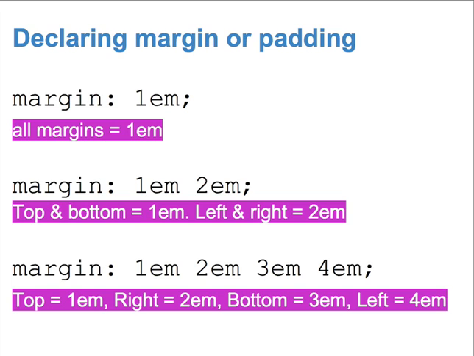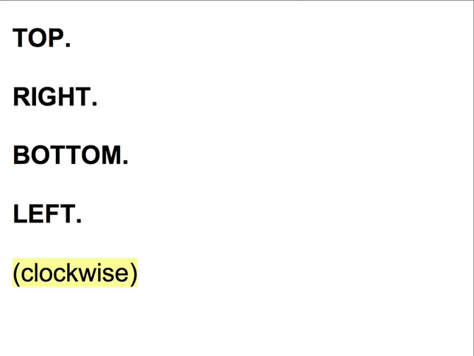And if you wanted to set all 4 sides of the box, you could say 1em 2em 3em 4em. And that sets top to be 1em, right to be 2em, bottom to be 3em, and left to be 4em. And basically this is clockwise from the first setting, so it goes top, right, bottom, and left.